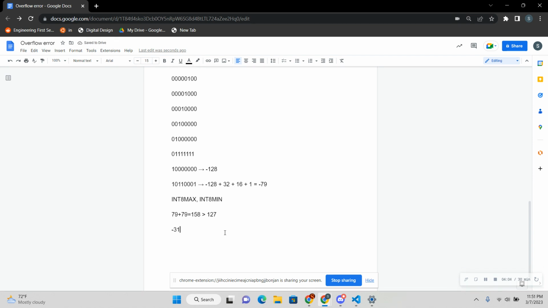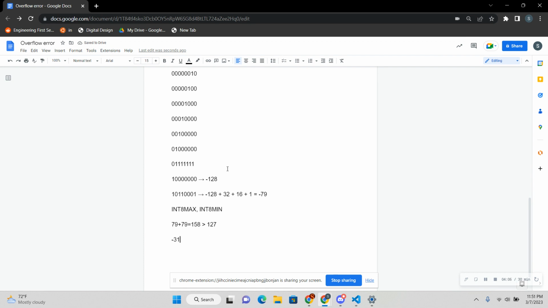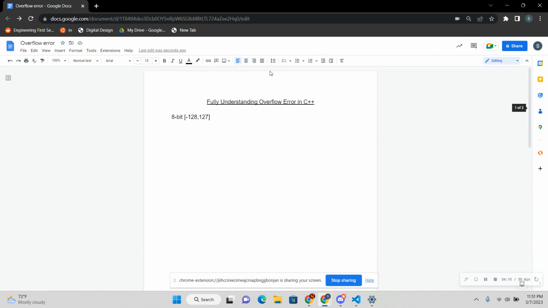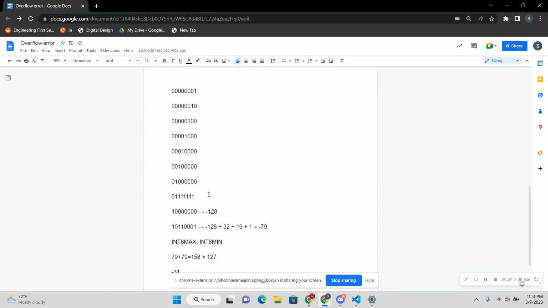Now, the reason why I went over two's complement is to further understand the concept of overflow error. And so if we use int32 max and 32 min, the boundaries are way too much to deal with compared to using simple arithmetic.